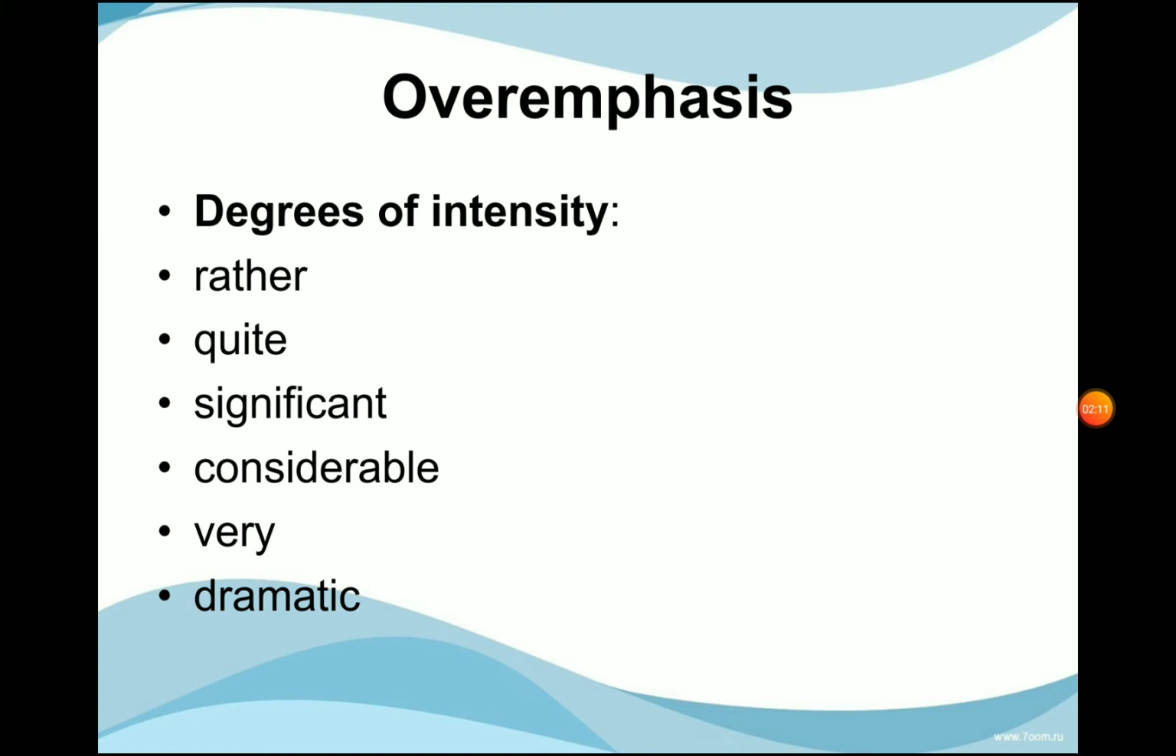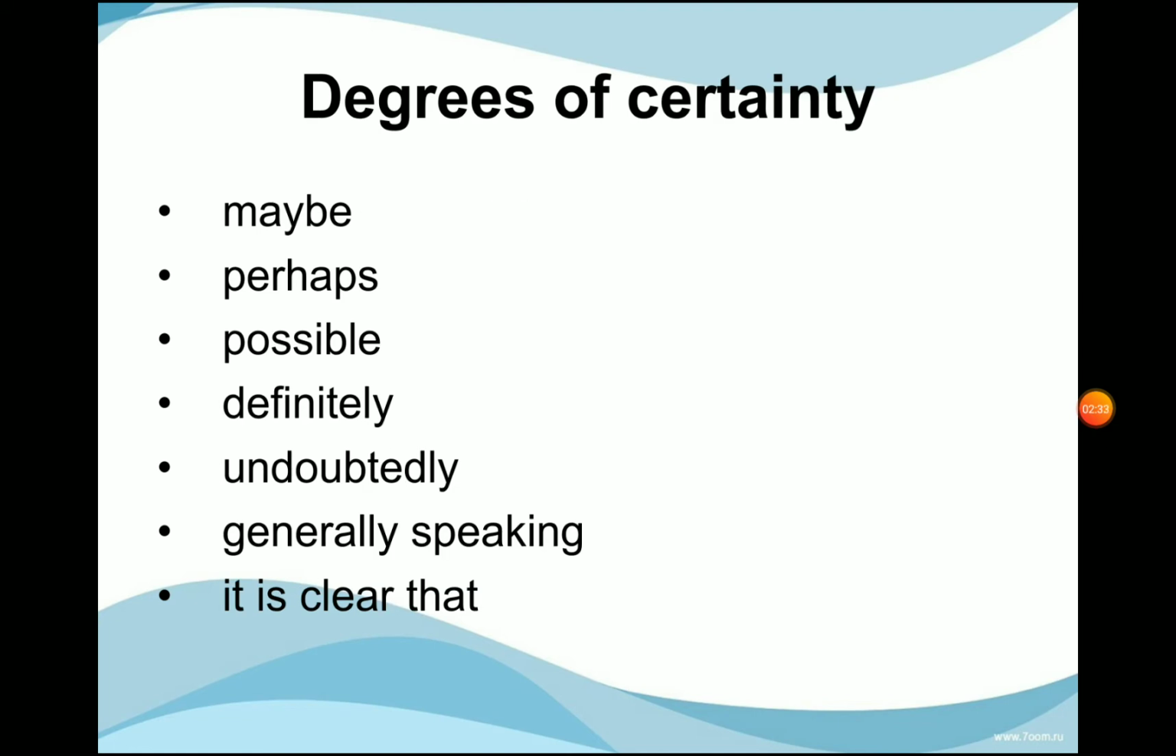Here the problem is how not to exaggerate the intensity of a statement. The writer's attitude should show a suitable degree of certainty. Degrees of intensity are expressed by terms such as rather, quite, significant, considerable, very, dramatic. Degrees of certainty can be shown by expressions such as maybe, perhaps, possible, definitely, undoubtedly, generally speaking, it's clear that.